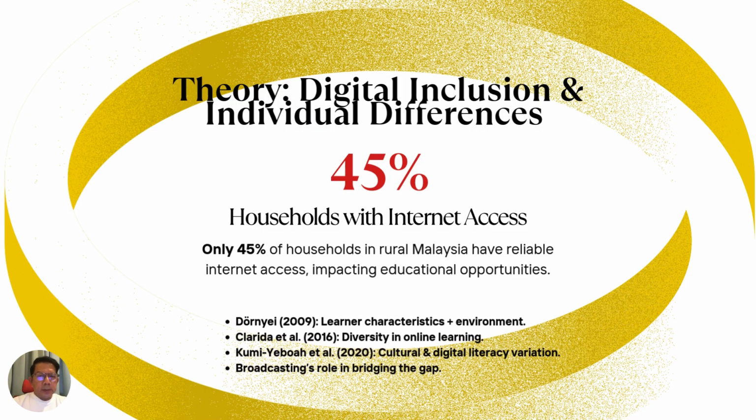And also, as shown on this slide, 45% of households have internet access. Now, we're talking about theory in digital inclusion and individual differences. Donier, 2008, 2009, highlight that learning success depends on both learners' traits and the environment. Clarida et al. 2016 advocate for diversity sustaining strategies, and Kumiyoba et al. 2020 note that cultural background and digital literacy shape engagement. In practice, this means that a one size fits all digital solution does not work. Just as in any national campaign, you have to profile your audience and adapt delivery accordingly.